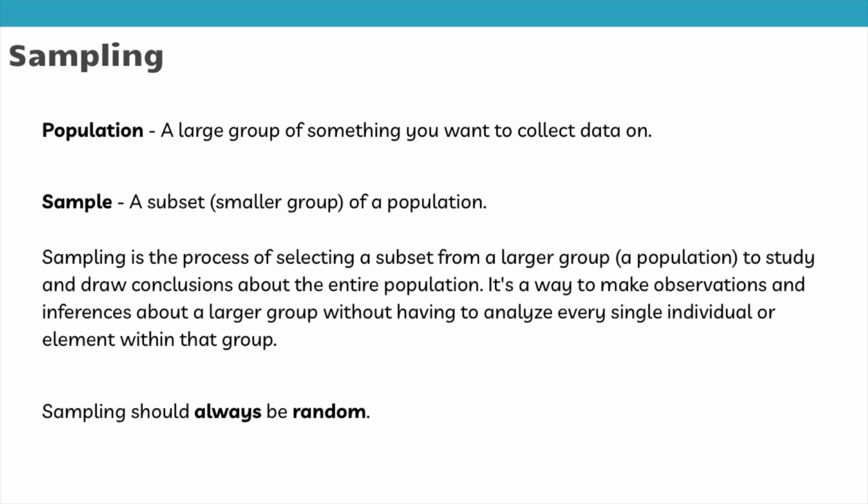So here we're going to be talking about sampling. A population is a large group of something you want to collect data on, so that includes everything that you're looking at. A sample is a subset or a smaller group of that population. Sampling is the process of selecting a subset from a larger group of that population to study and draw conclusions about the entire population. It's a way to make observations and inferences about a larger group without having to analyze every single individual or element within that group. And sampling should always be random.